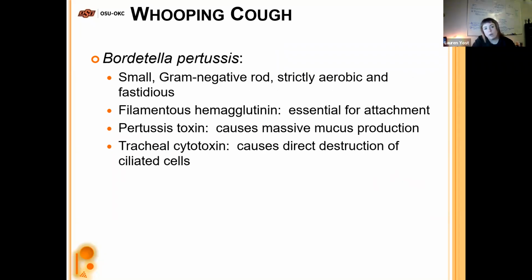Okay, so whooping cough is caused by Bordetella pertussis. It's a small gram-negative rod. It is a strict aerobe, so it has to have oxygen. And it is fastidious, meaning that it has to have extra growth factors and stuff from its environment that it can't produce for itself.